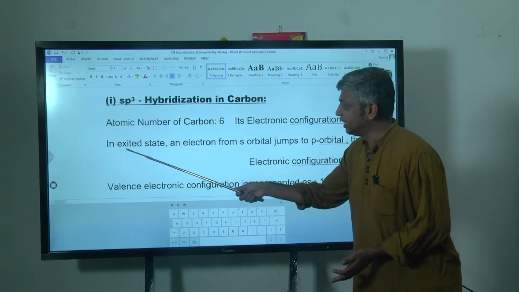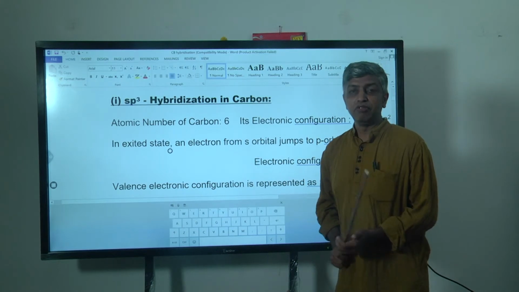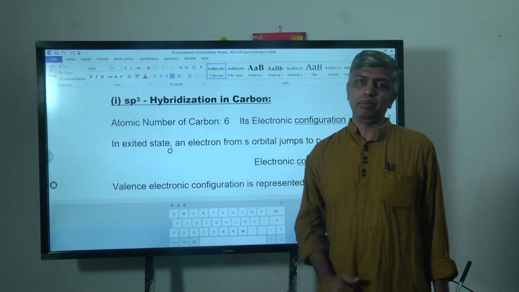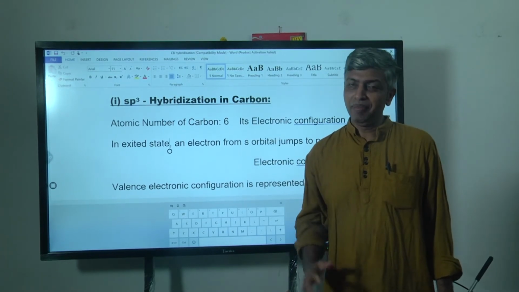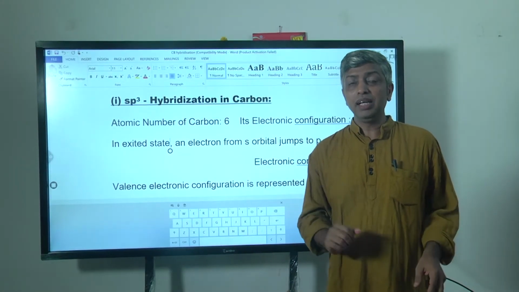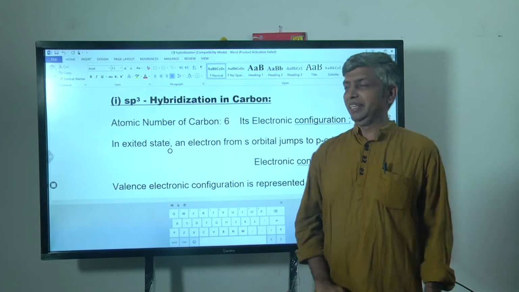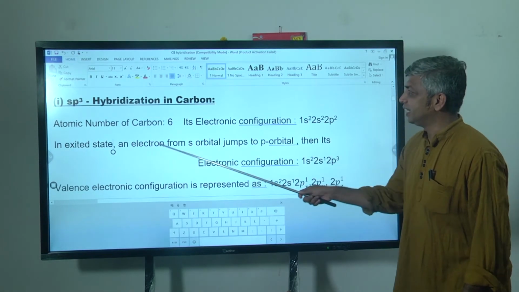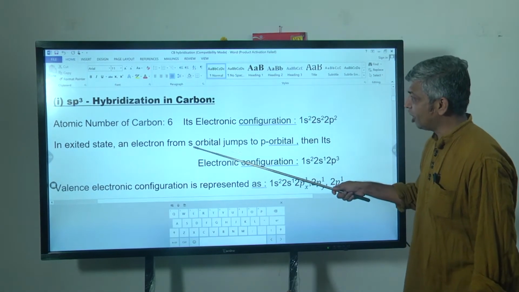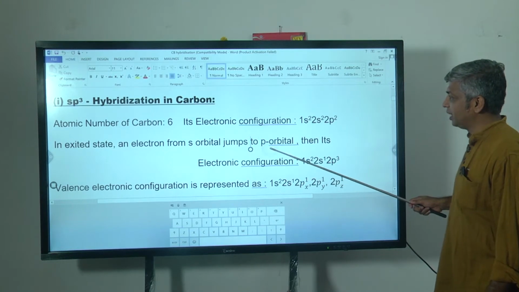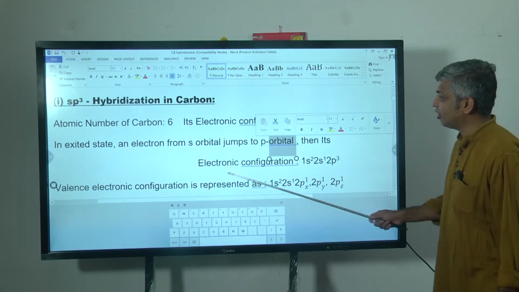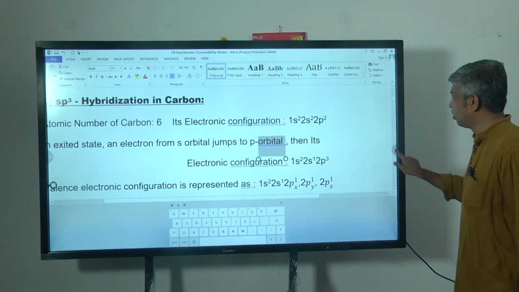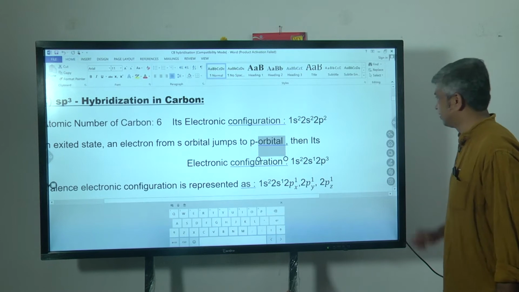In the excited state, what do you mean by excited state? Whenever any other element comes near carbon, hydrogen or oxygen or any other element, the carbon undergoes the excited state. What is that excited state? In the excited state, an electron from the s orbital jumps to the p orbital, and its electronic configuration will be 1s2, 2s1, 2p3.